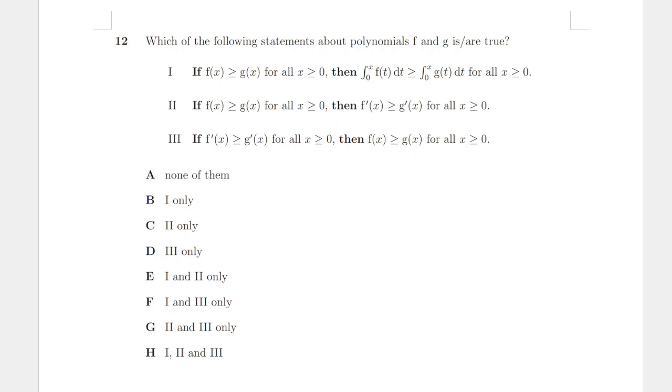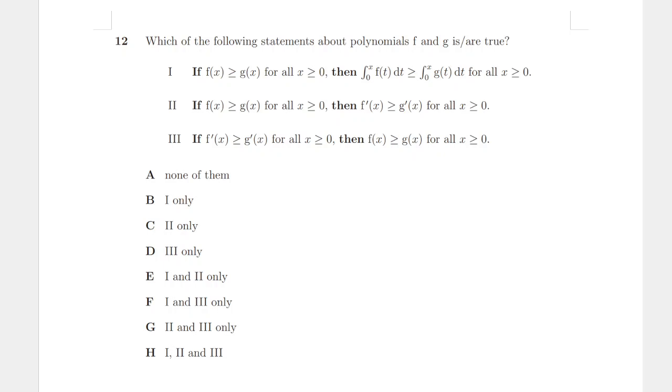Then the integral from 0 to x of f(t) dt is greater than or equal to the integral from 0 to x of g(t) dt for all x greater than or equal to 0. Good, okay. So what is this statement saying? This statement is saying that the area under the f curve is always greater than or equal to the area under the g curve, no matter what interval I take, right? I could go from 0 to 1, 0 to 2, 0 to pi, or whatsoever. Okay, so is that true?